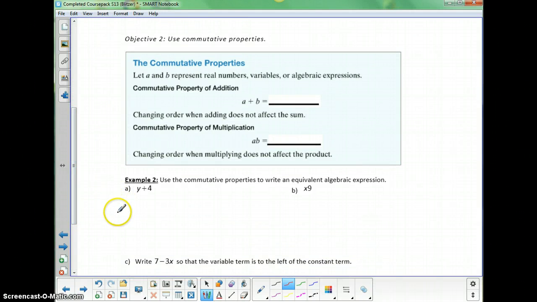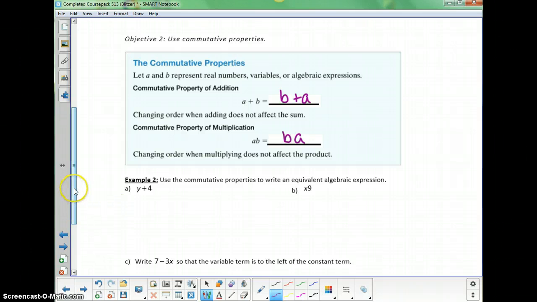The next objective, we're going to use commutative properties. So the commutative property of addition says that A plus B is the same thing as B plus A. So when you're adding, it doesn't matter what order you add things up. 2 plus 3, 3 plus 2, both give you 5. Same thing is true for multiplication. A times B is the same thing as B times A.